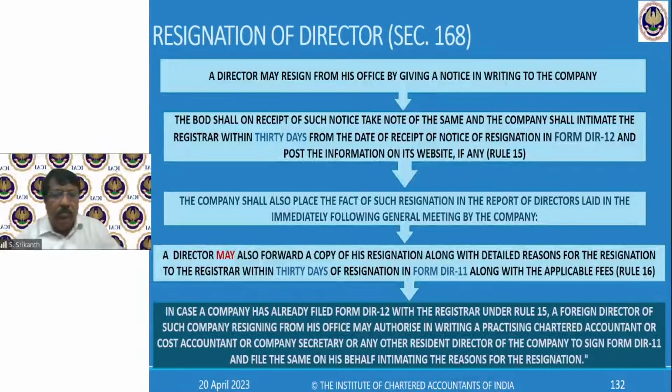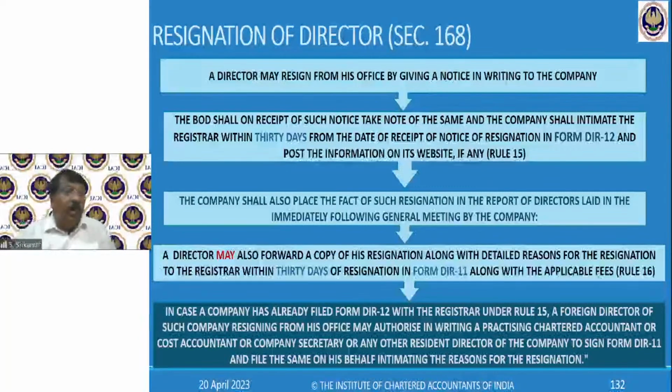Please make a note. In case the company has already filed form DIR 12 with the registrar under Rule 15, a foreign director of such company resigning from his office may authorize in writing a practicing chartered accountant or cost accountant or company secretary or any other resident director of the company to sign form DIR 11 and file the same on his behalf, intimating the reasons for the resignation. So the foreign director has been given the permission. He cannot come now, so he can authorize these people to file DIR 11 on his behalf.